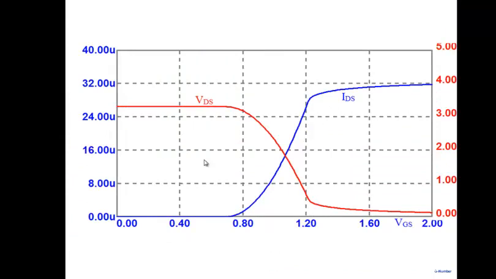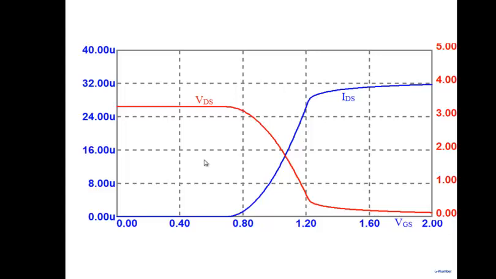Remember what my VGS value was, around 1.2. So I was biasing it somewhere here. Now when you apply an extra input voltage, your transistor may go a little bit to this side, and then a little bit up on that side. So VGS will vary. But note that as the gate voltage becomes larger, your transistor is going into triode region. As the gate voltage becomes very small, the transistor goes into cutoff.